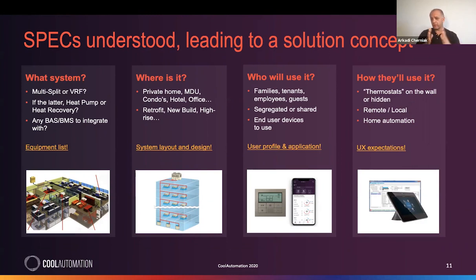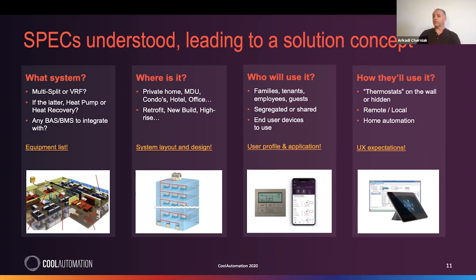So there are four basic approaches, or not approaches, but boxes to check before planning and integration with the project. What will be the system that you need to integrate? Is it a multi-split or a VRF? Is it a heat pump or a heat recovery? Is there a building automation management system or other type of automation system that need to be integrated with? That means you just ask for the equipment list of that project.